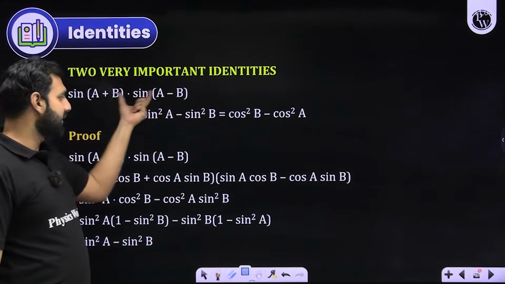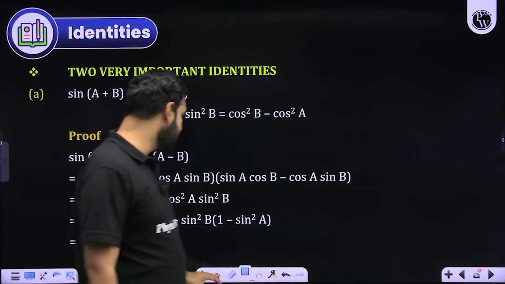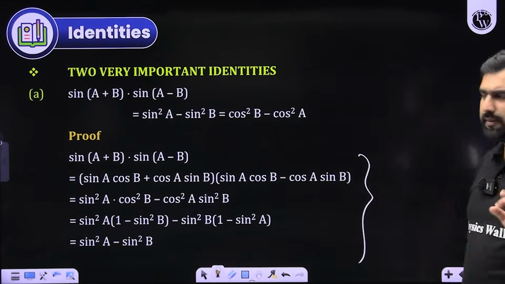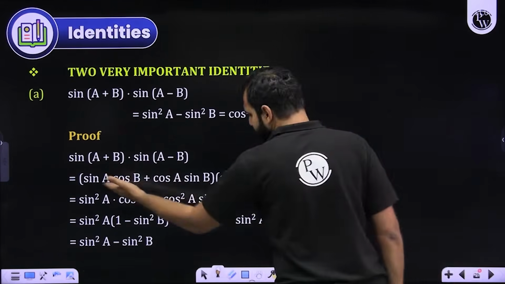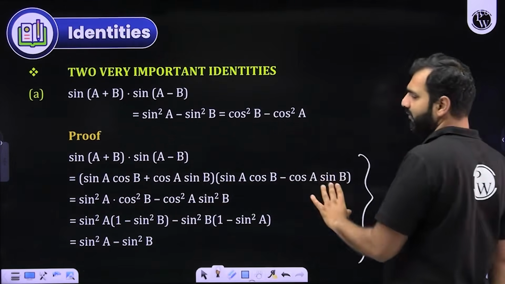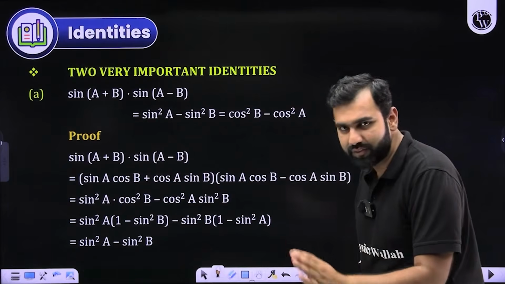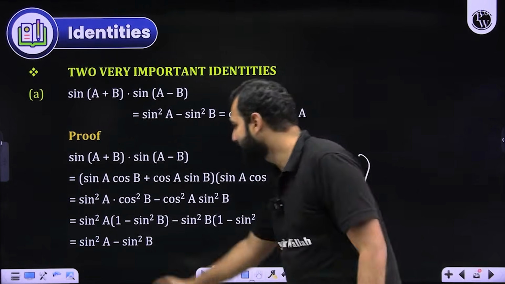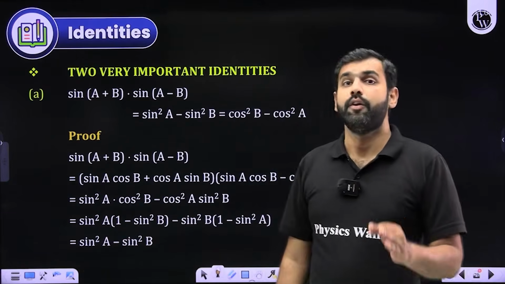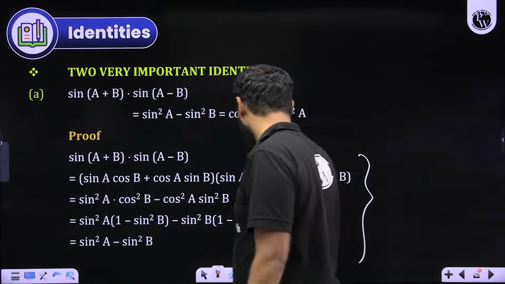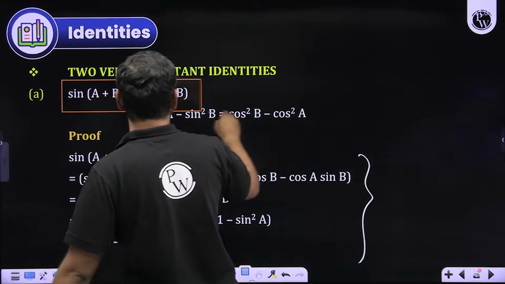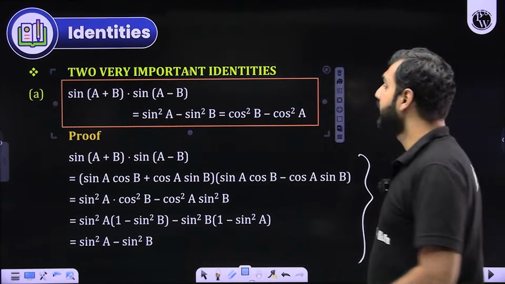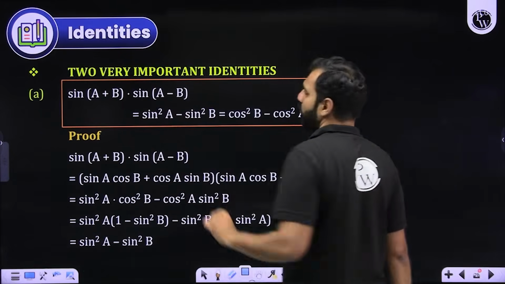Sin a plus b, sin a minus b. We have a detailed proof which I'll simply put here for you. I'll simply give you this idea. We know sin a plus b is this, sin a minus b is this. If I multiply them, a lot of terms will get cancelled. And after all those cancellations, you will get this: sin square a minus sin square b. So this is a conclusion which I want to emphasize you all to remember, that sin a plus b times sin a minus b, please remember it, is sin square a minus sin square b.